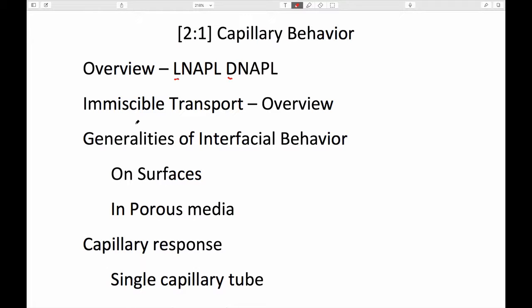And so our first order of business is to be able to understand exactly how these fluids behave in the subsurface as separate fluids. And so the stuff that we'll go through today is just the material that's written on this.